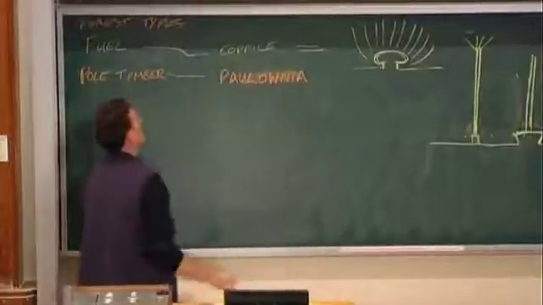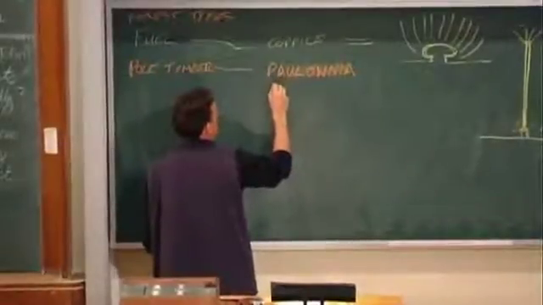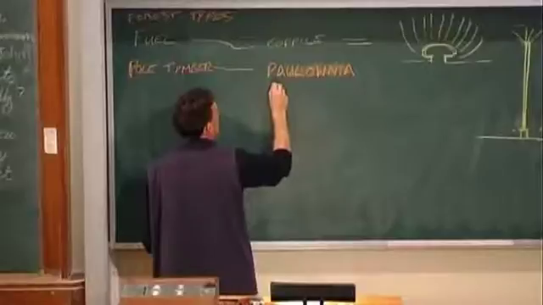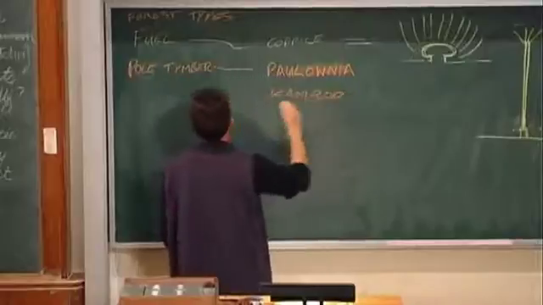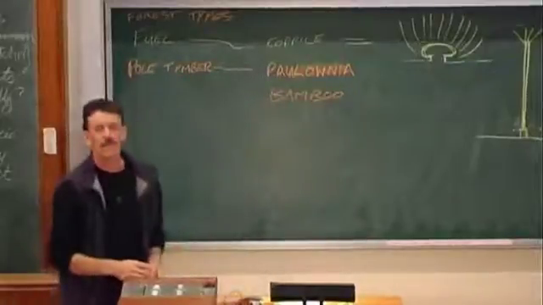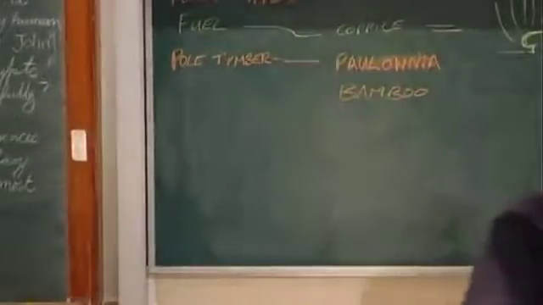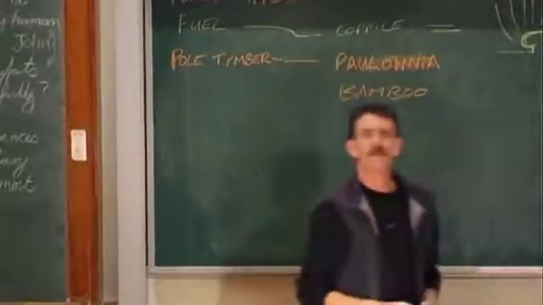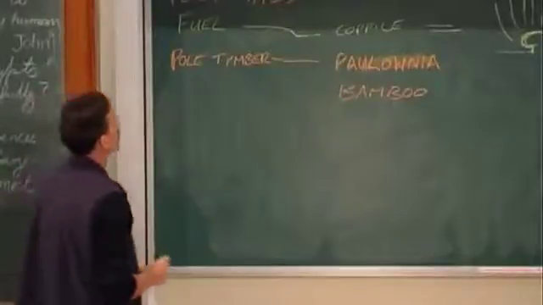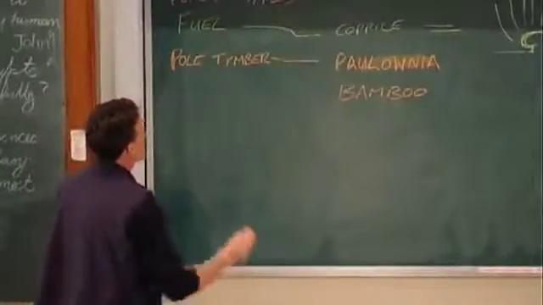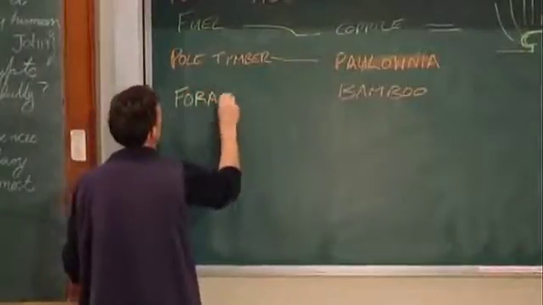Yeah, it's a Chinese tree. Then you get eucalypts, and you get, what am I thinking of? Bamboo. There are types of bamboo that could be classified as pole timber. Bamboo is probably a whole system to itself, actually. Very specific.